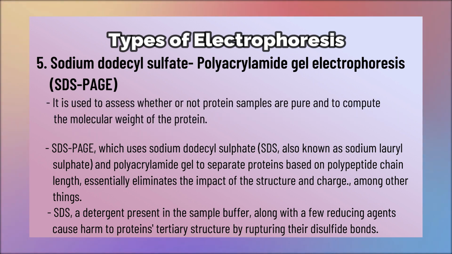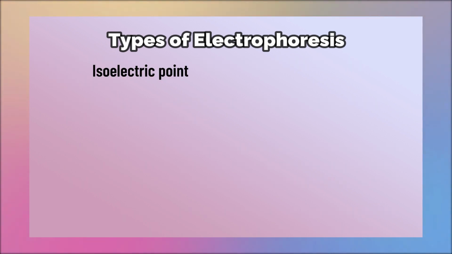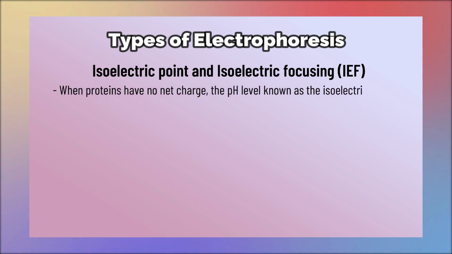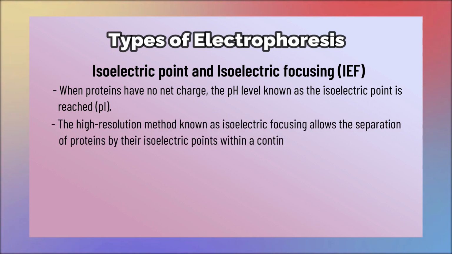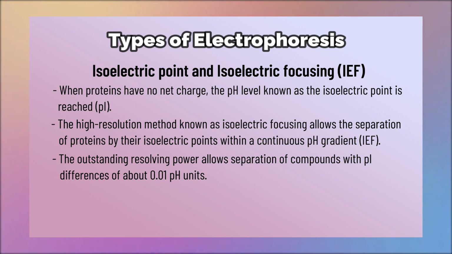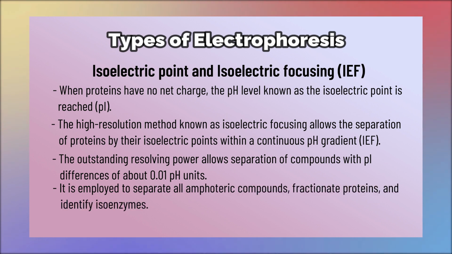It is used to assess whether or not protein samples are pure, or to compute the molecular weight of the protein. 6. Isoelectric focusing. Proteins have no net charge at the pH level known as the isoelectric point. Isoelectric focusing, a high-resolution method, allows the separation of proteins by their isoelectric points within a continuous pH gradient. The outstanding resolving power allows separation of compounds with a pI difference of about 0.1 pH units. It is employed to separate all amphoteric compounds, fractionate proteins, and identify isoenzymes.